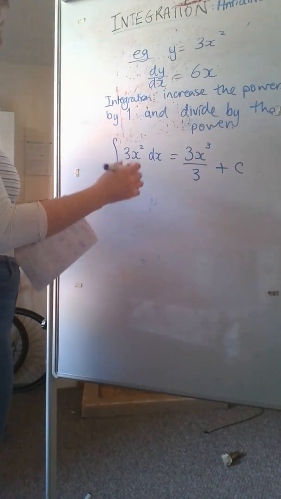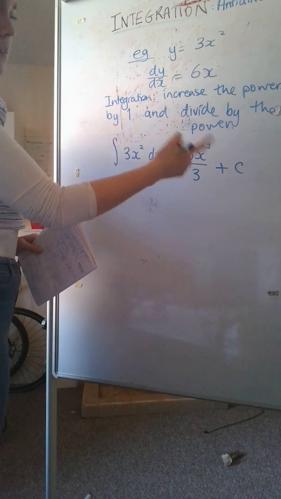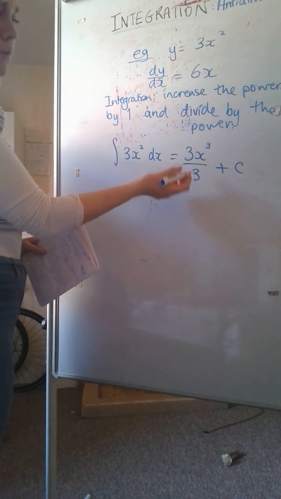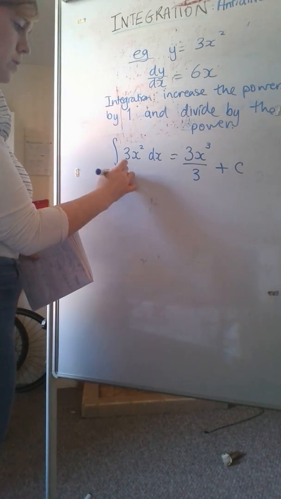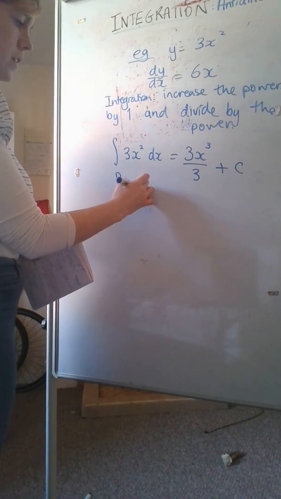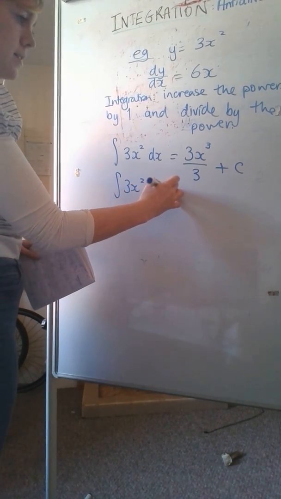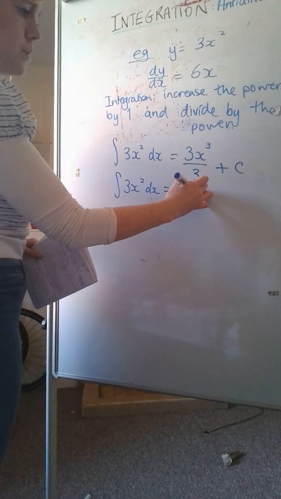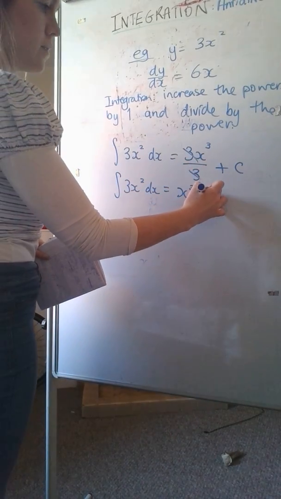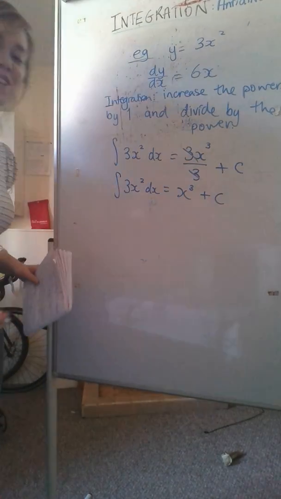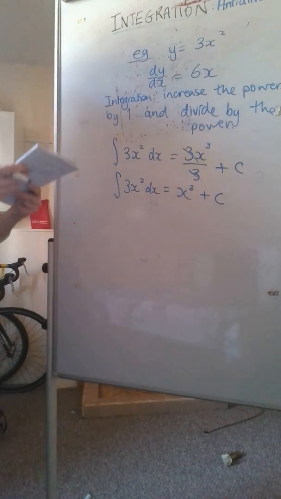Just checking to see, can you see all that? Yeah. So what could you simplify here then? Well, if you have a look here, you have 3 over 3, which is just 1. So if you integrate 3x squared dx, you'll get x cubed plus c. Okay?